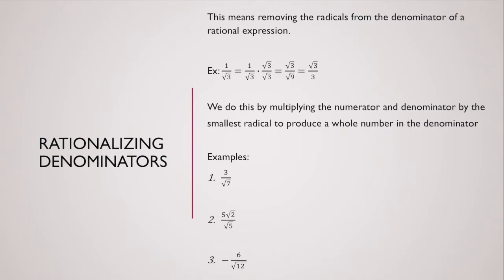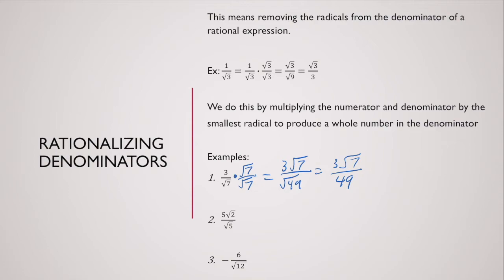So let's take a look at this. If I have 3 square root of 7, I'm going to multiply by the square root of 7, again, harnessing the power of 1. So I get 3 square root of 7 over the square root of 49. So I have 3 square root of 7 over 49.